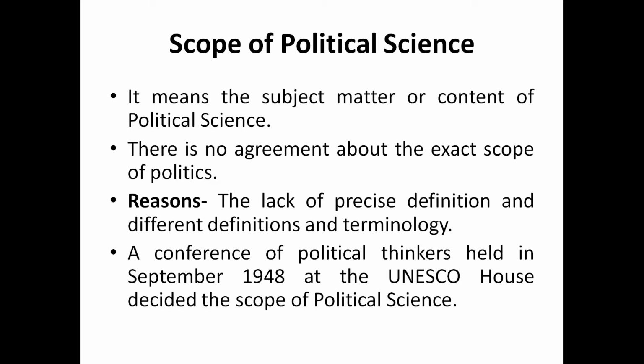political science. But there is no agreement about the exact scope of political science, and the reason for this is the lack of precise definition and different definitions and terminologies given in political science. Political science is defined in different ways, with different definitions and terminologies, by the political scientists based upon their study. As a result, you will also not find the exact scope of political science.